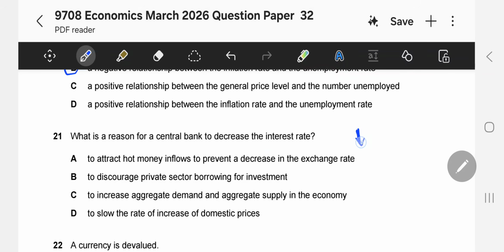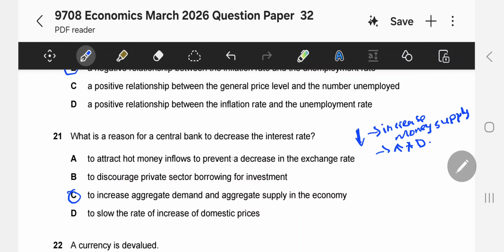So decreasing interest rates, a major intention will be to increase money supply by making borrowing easy, or by trying to boost consumption in the economy, therefore increasing AD. So one of those two. Oh, there's something close here: to increase AD and SS in the economy. That's very close. I'm going to just check the other answers just in case.